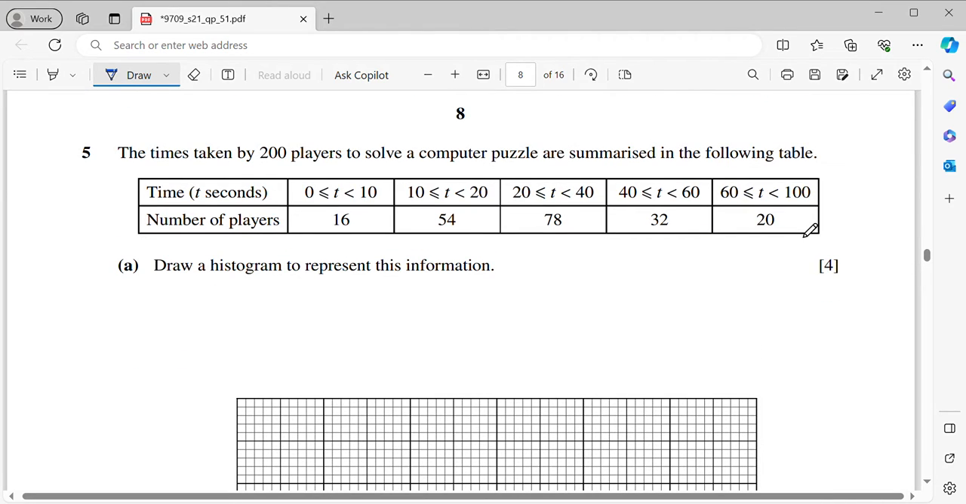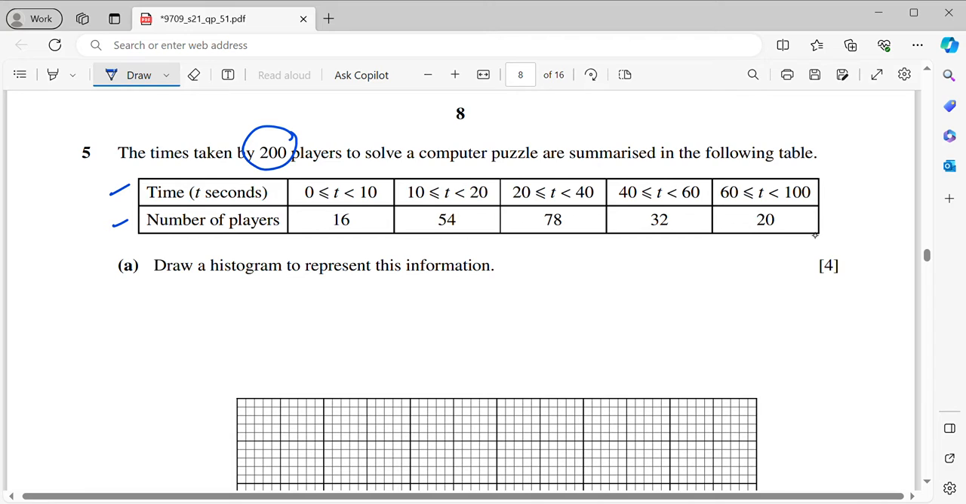Okay, now for question number 5. The times taken by 200 players to solve the computer puzzle are summarized in the following table. So you are given the time in seconds and the number of players, but we know that the total is 200. Draw a histogram to represent this information.